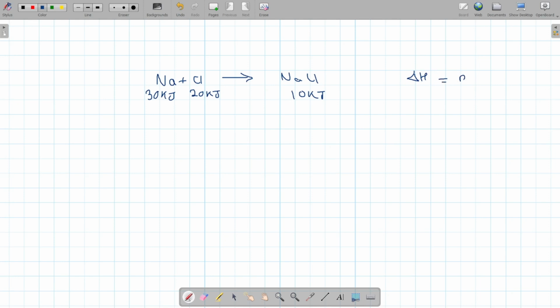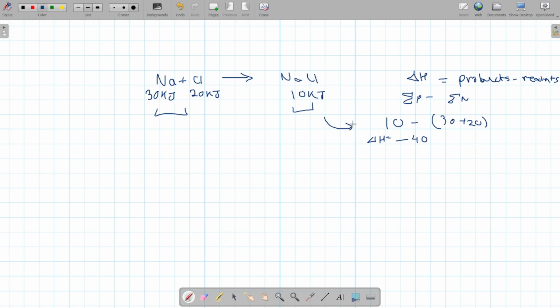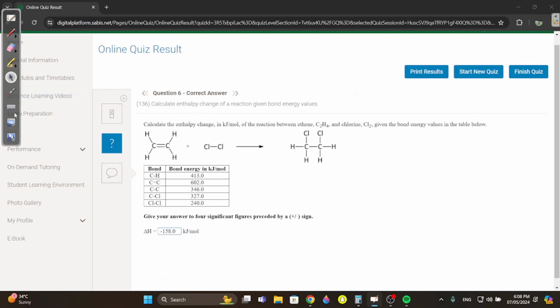Always delta H would be products minus reactants. And how they write it in the book is sigma products minus sigma reactants, basically meaning just add these up, and subtract. So in this case it would be 10 minus 30 plus 20, and it would be negative 40. That's delta H. This is the general way of calculating delta H.